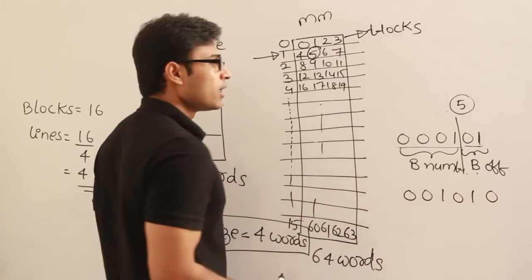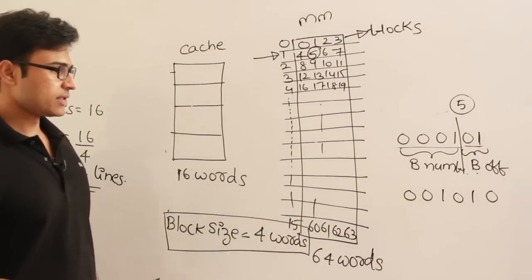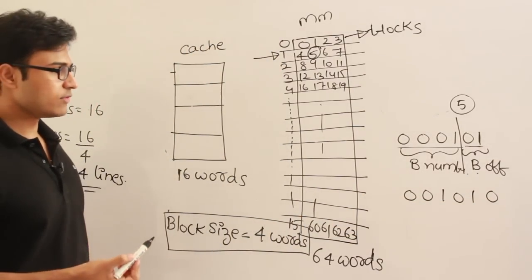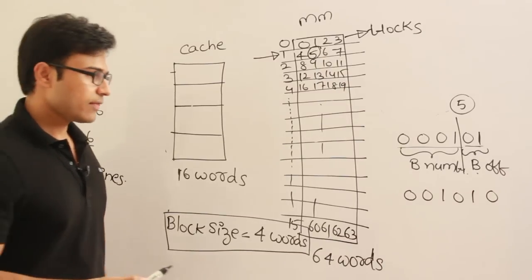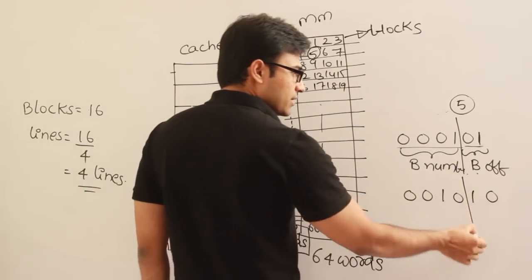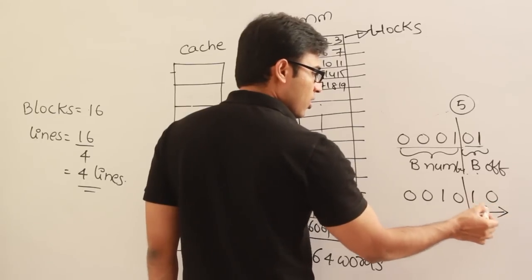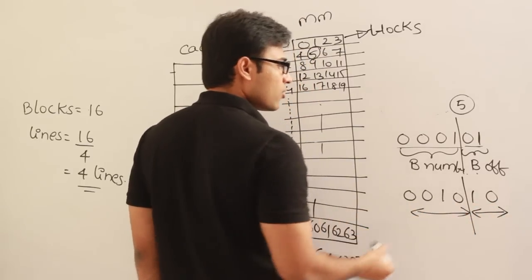So what is the block? I mean, what is the word represented by this? The word is 10, which means we want the word number 10. Then you can divide this into two parts. One part is nothing but block offset, and the other part is nothing but block number.